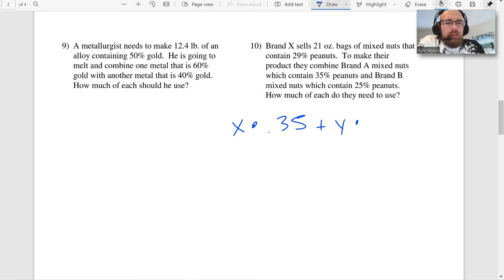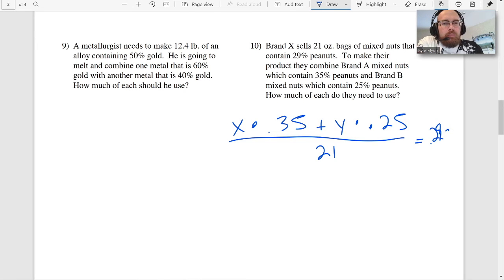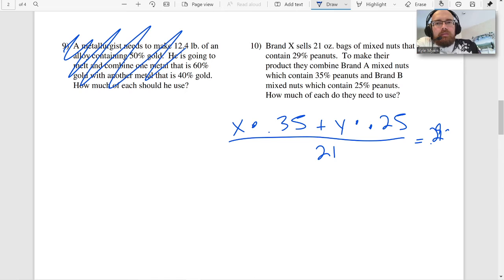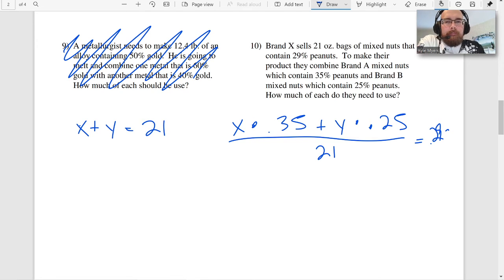Let's check this out. So X times 0.35, plus Y times 0.25, all over the total, 21 ounces, is going to equal 0.29. Now, there's actually two equations. This is a system of equations. There's two equations because also X and Y together represent the total weight, which is 21 ounces. One equation is a little bit easier than the other one.